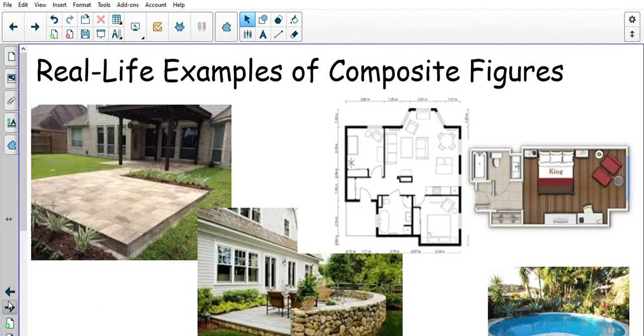All right. Now, the next thing we're going to talk about is composite figures. And in your notes, it says these are shapes that are made up of more than one simple shape. And in fact, a lot of real life shapes are composed of more than one simple shape.